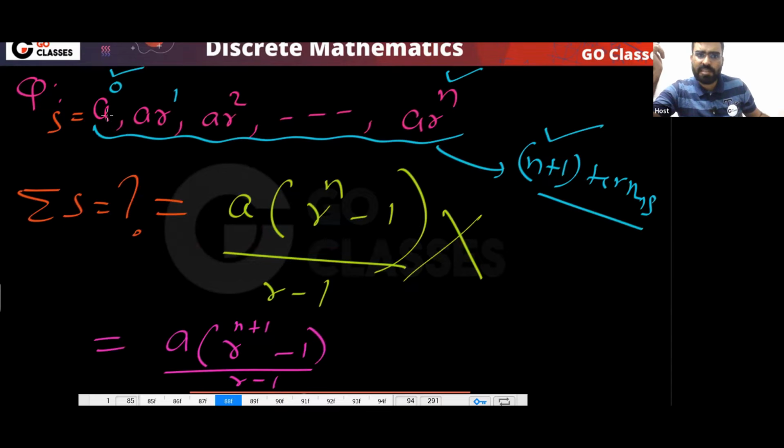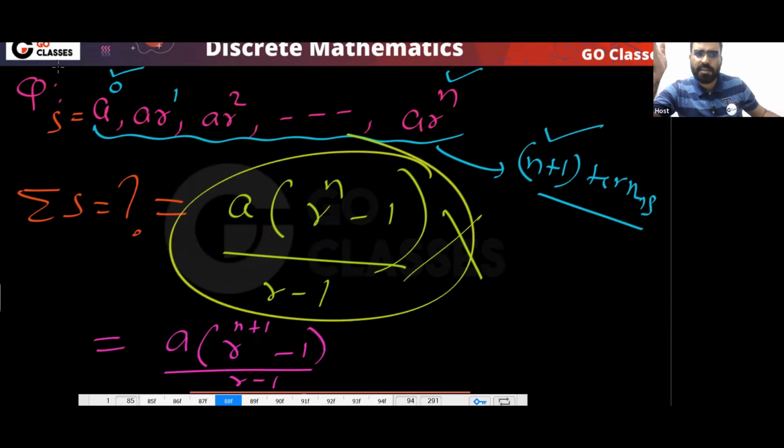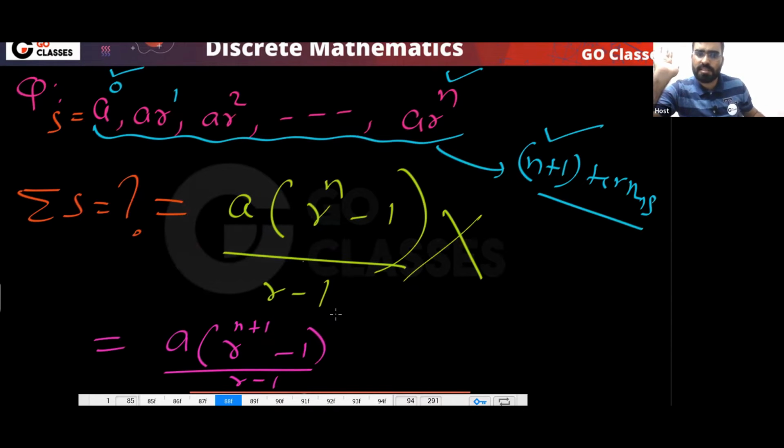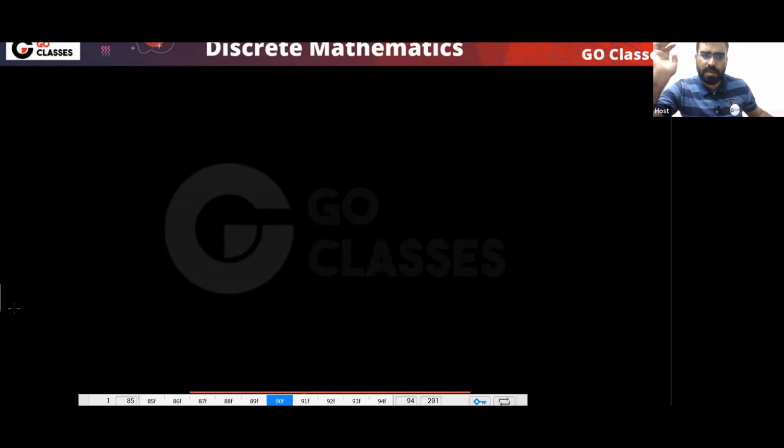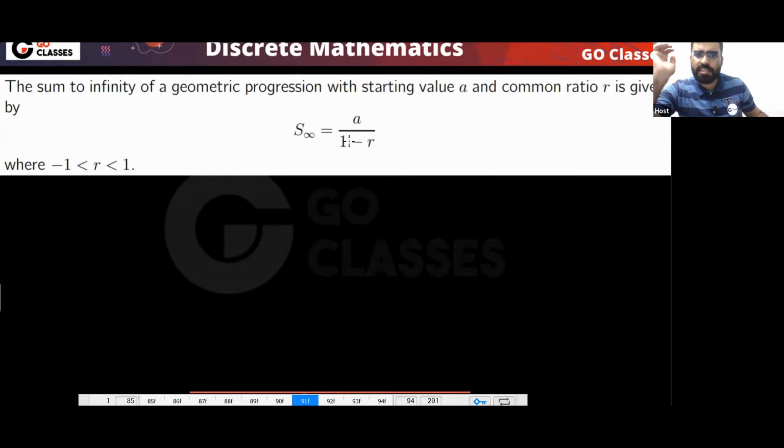Whenever people see this ar^n, they directly answer this because it is a by-hearted formula. But actually you should take care: we have n plus 1 terms here. So this will be correct. This is your GP.